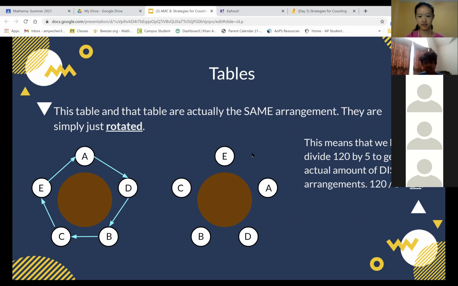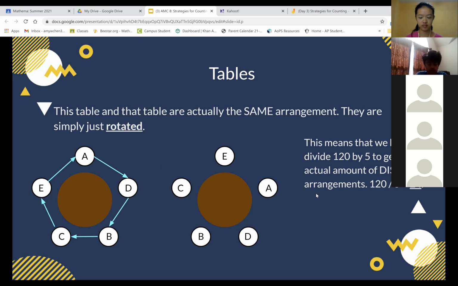That might sound a little confusing, but look at the illustration Amy did for us. So A, D, B, C, E, right? Now the seating arrangement on the right might look like a different seating arrangement at first glance, but all we're doing is rotating everybody to the right. So we have the exact same seating arrangement, except it's rotated. Think about it like this: how many total ways can we arrange that same seating arrangement with different orientations? That would just be 5, right? Because there are 5 seats at the table.